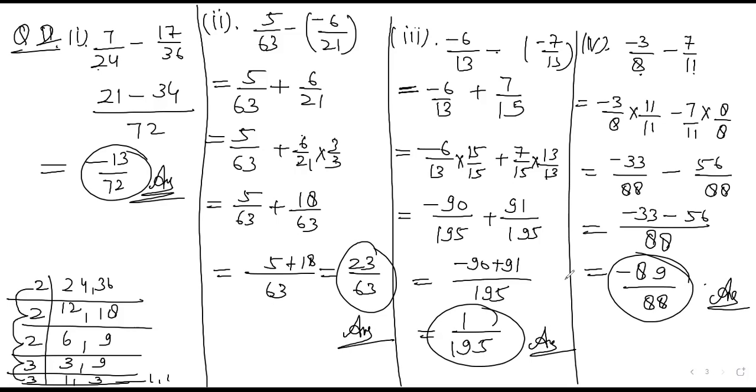Okay, first, second, third, fourth part will simplify here. Moving to the last part of this question. Okay, fifth part. That is minus 2 whole 1 upon 9 and minus 6.